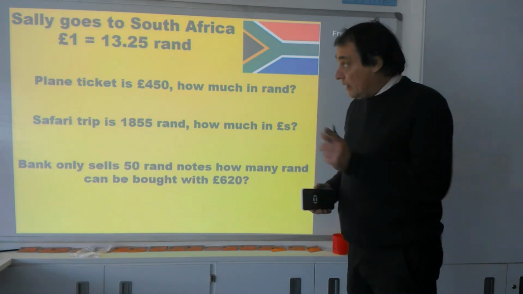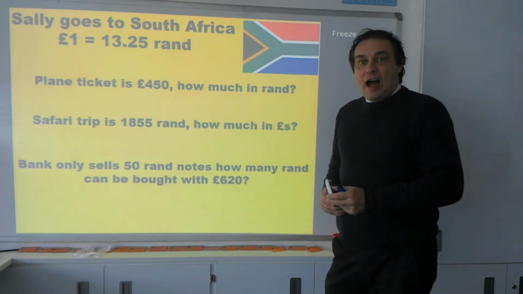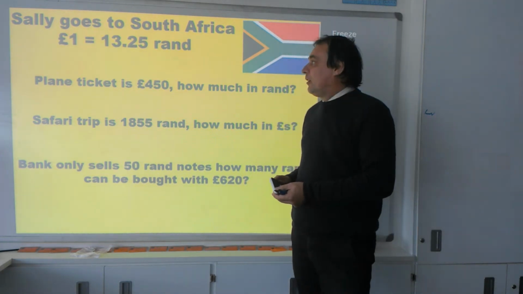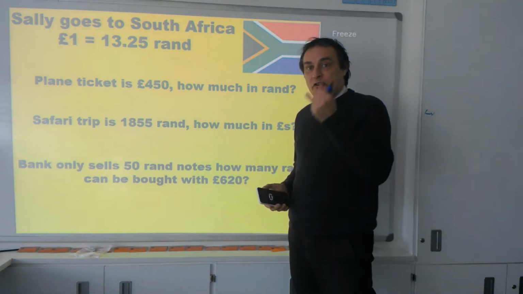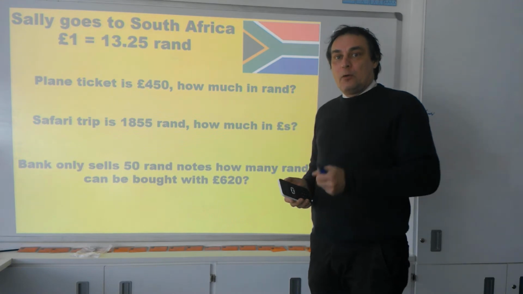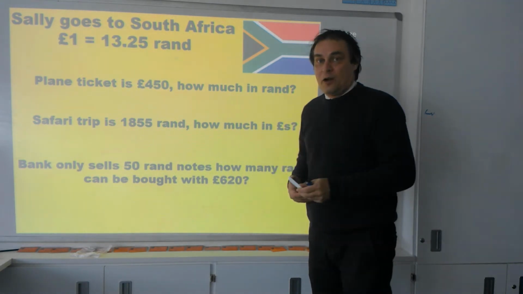Interesting, isn't it? Another interesting fact about South Africa is that unusually it has three capitals. Let's see if I can remember them. Cape Town, Pretoria and Bloemfontein. Alright, so if you're asked that, you'll know the answer to that as well.